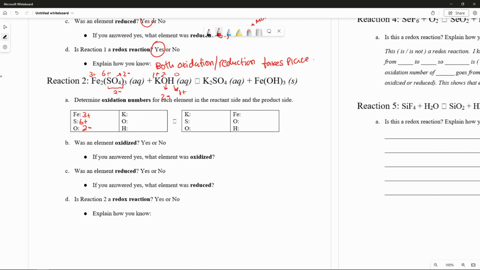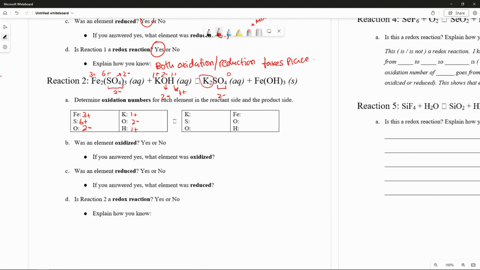We know oxygen is 2 minus based on our rule. And let me just erase that. And H is 1 plus. So K is 1 plus, oxygen is 2 minus, and H is 1 plus. All right. Take a look at the product side now, this whole side. We know SO4 has a 2 minus charge. Okay, and this whole thing has a charge of 0.